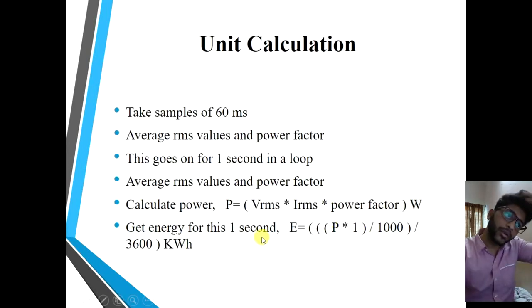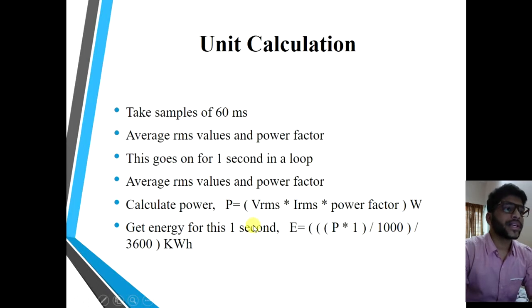So for our unit calculations, we take samples for 60 milliseconds, then we average those RMS values and power factor, then it goes for 1 second in a loop, then we average the RMS values and power factor, and we calculate power from Vrms multiplied by Irms multiplied by power factor. This is in watt. Then we get our energy for this 1 second by using this equation.